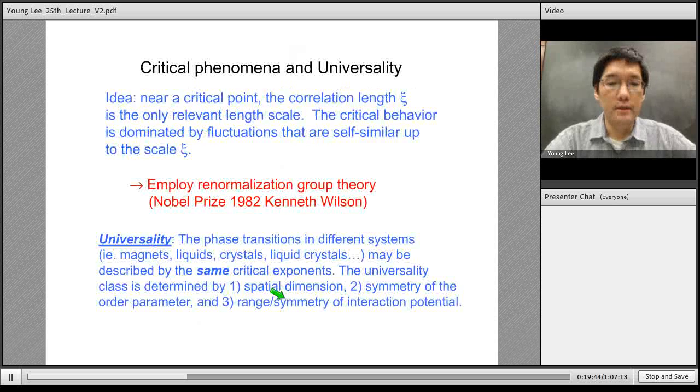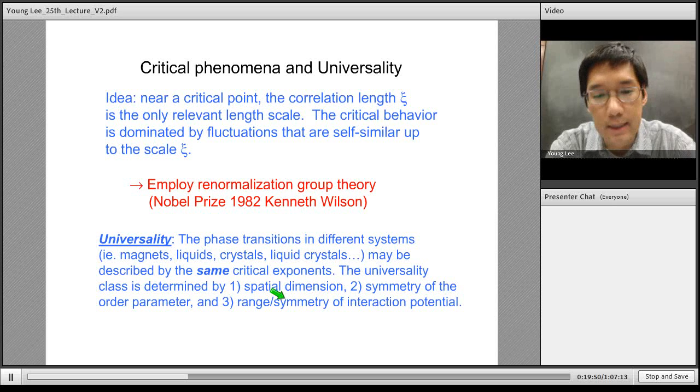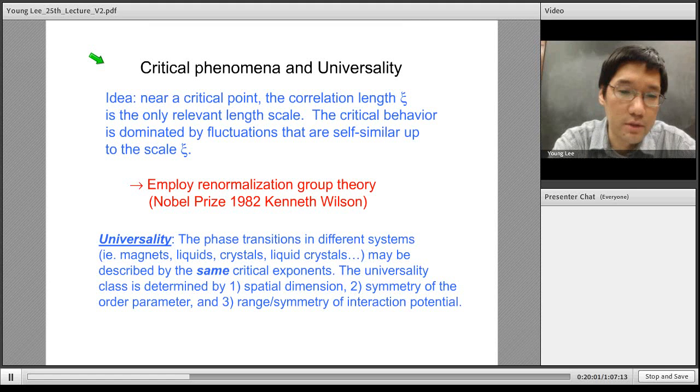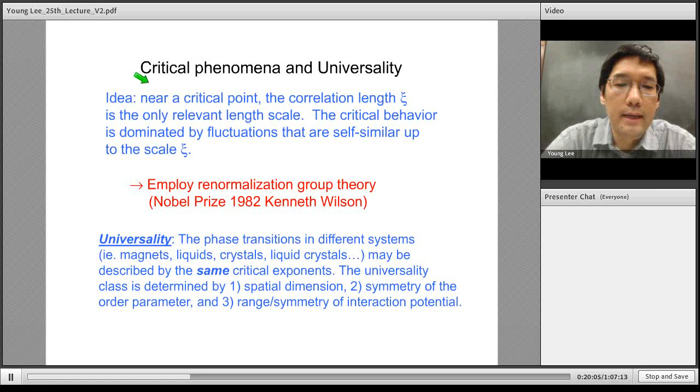Okay. So bear with me. I know this is a lot of just background before we do any neutron scattering, but let's get this out of the way. The basic idea now, instead of just using mean field theory, which clearly is not going to work on a lot of real systems, let's think about near the critical point.